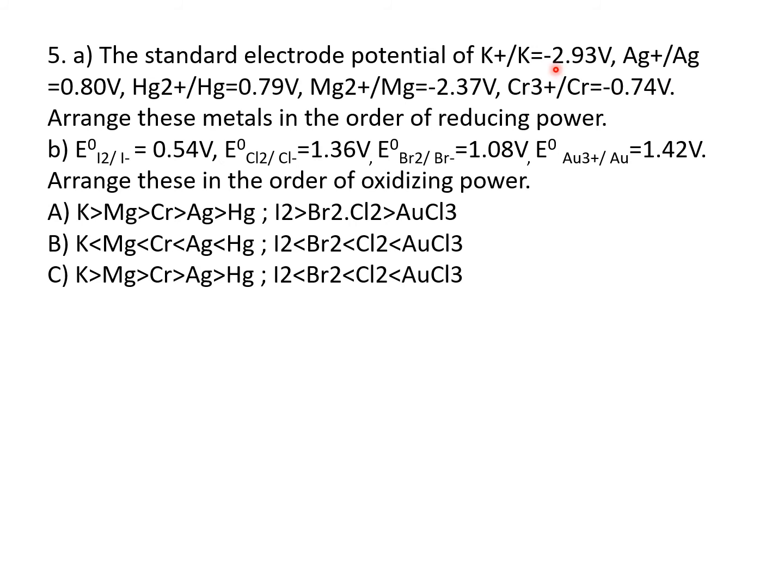Very low is minus 2.93. With negatives, the bigger value is the lower value. So minus 2.93 is first, and then minus 2.37, and then minus 0.74. Then we come to the positives, 0.87 and then 0.979. See the answer now.